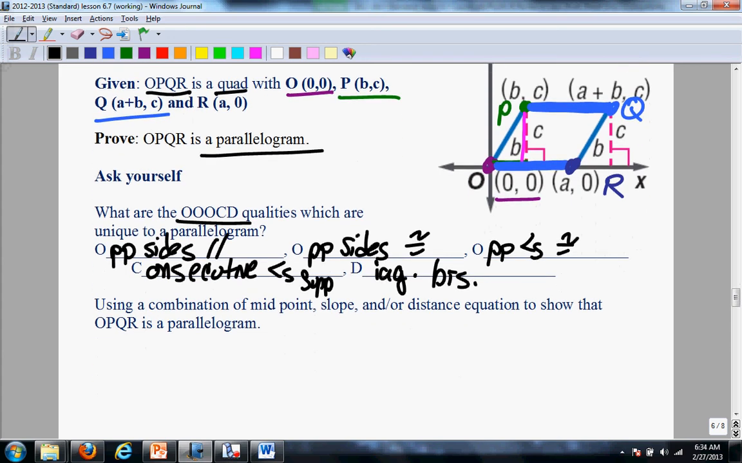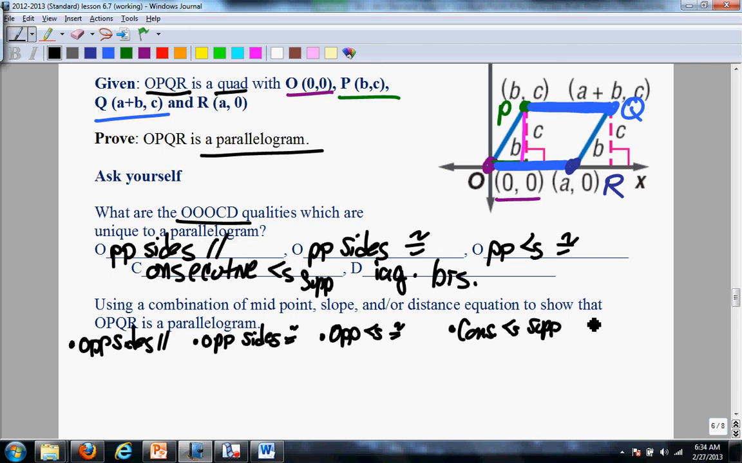So let's see what it would take to get any one of these five. I'm going to write it out here. The first one, opposite sides parallel. Second, opposite sides congruent. Third, opposite angles congruent. Fourth, consecutive angles supplementary. And the fifth would be that the diagonals bisect. Now, we only have these equations to work with: midpoint, slope, and distance. So we have to ask ourselves, what's going to work here?